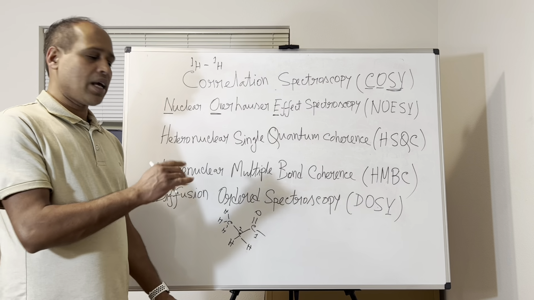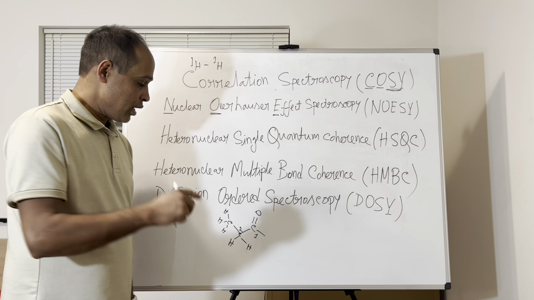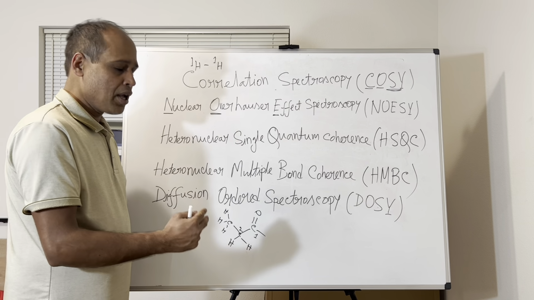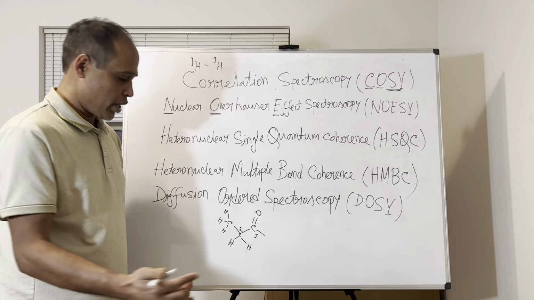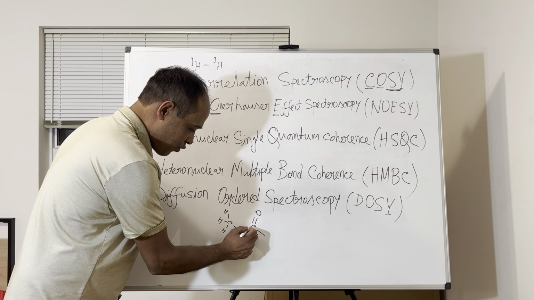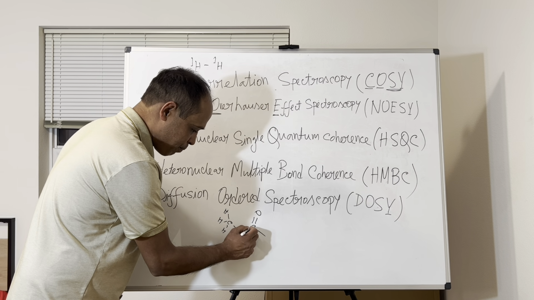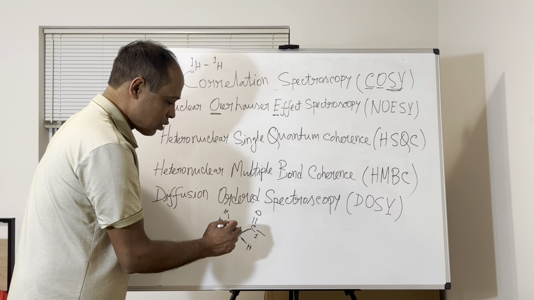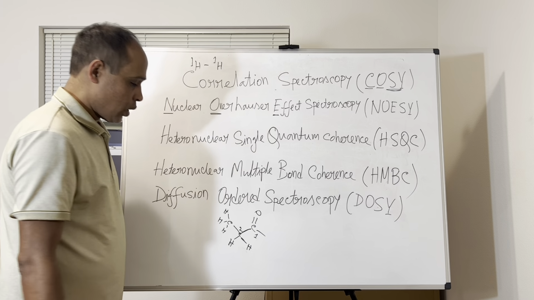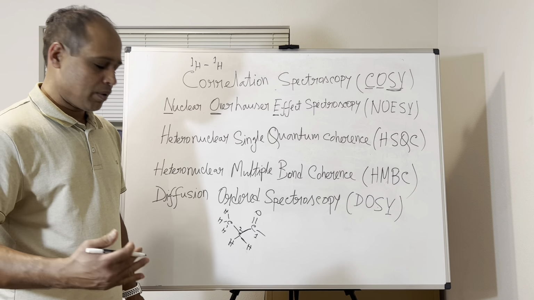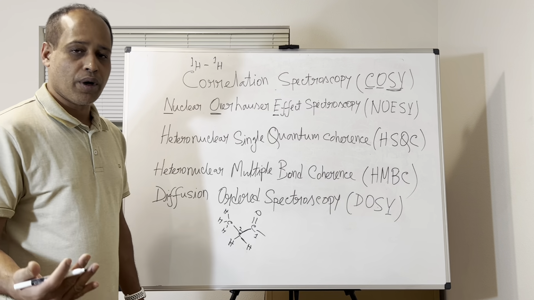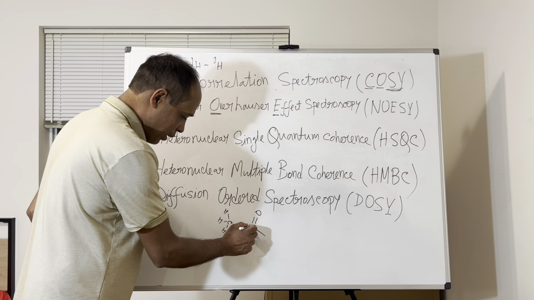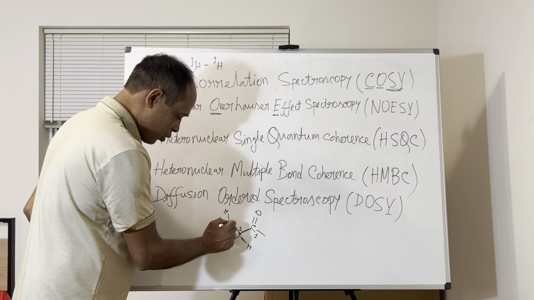Heteronuclear means there are two different nuclei, one is carbon, another is proton. Remember this, carbon and proton are two different nuclei. That is why it is called heteronuclear, but it is multiple bond coherence. Because from this carbon, if you count how many bonds you are getting: 1, 2. Sometimes you can count up to three bonds away in HMBC: 1, 2, 3.